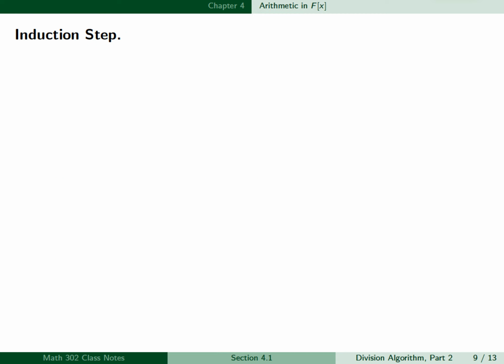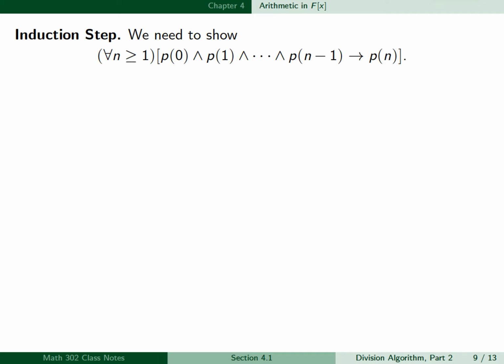Next, for our induction step, we need to show for all n greater than or equal to 1, p of 0 and p of 1 all the way down to p of n minus 1 implies p of n. Okay, since we're using strong induction, our induction hypothesis is not only that p of n minus 1 holds, but p of 0, p of 1, all the way up to p of n minus 1 hold.